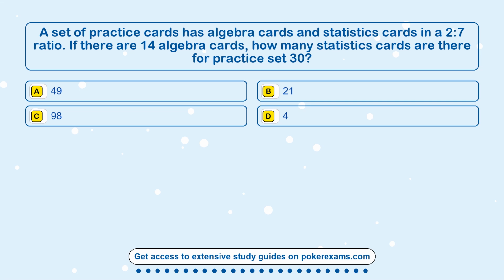Question 4. A set of practice cards has algebra cards and statistics cards in a 2:7 ratio. If there are 14 algebra cards, how many statistics cards are there for practice set 30? Option A 49. Option B 21. Option C 98. Option D 4.